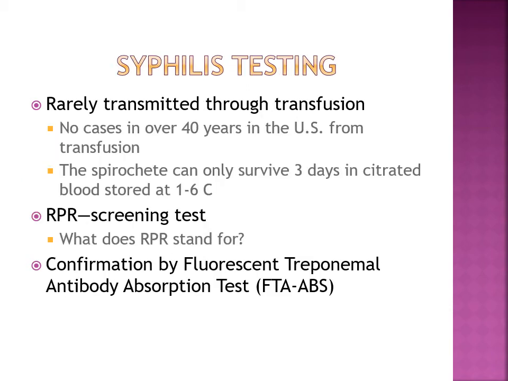With syphilis testing, it's rarely transmitted through transfusion. There have been no documented cases in over 40 years in the U.S. from transfusion. One reason is the spirochete can only survive 3 days in the citrated blood stored at 1 to 6 degrees Celsius. An RPR screening test is used for this, and what does RPR stand for? Rapid plasma reagin. It's confirmed by a fluorescent treponemal antibody absorption test.